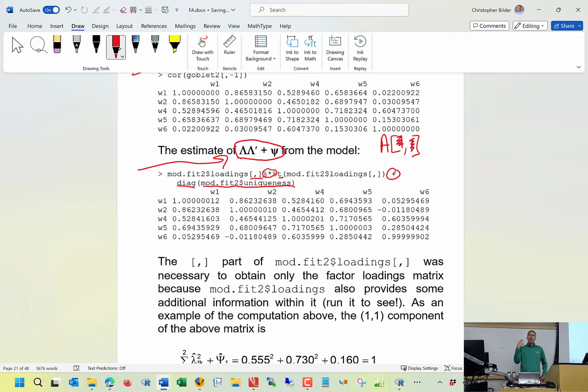If my model was perfect and everything in my data was explained by this model, this matrix that I get in the end should be exactly the same as that. But we can see there are differences.